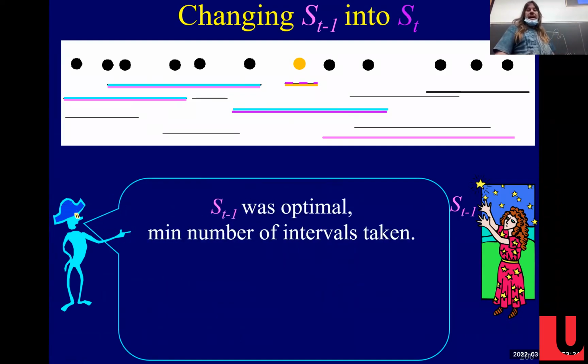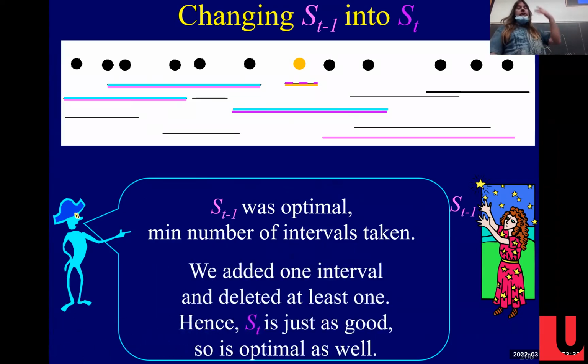All right, so now, is it just as good, right? Well, we know she has that point covered. So we're dropping at least one of her intervals and we're adding one interval. So our solution is at least as good as hers, right? And if hers was optimal, ours is optimal too, right? Everybody right?